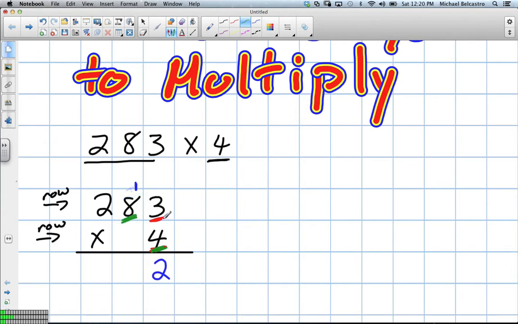So 4 times 8. What would 4 times 8 be? So we've got to think either counting by 8s or counting by 4s. Let's try counting by 4s, okay? So 4, and then what comes next? 8. 4, 8, and 12. Let's keep going. 16, 20, 24.